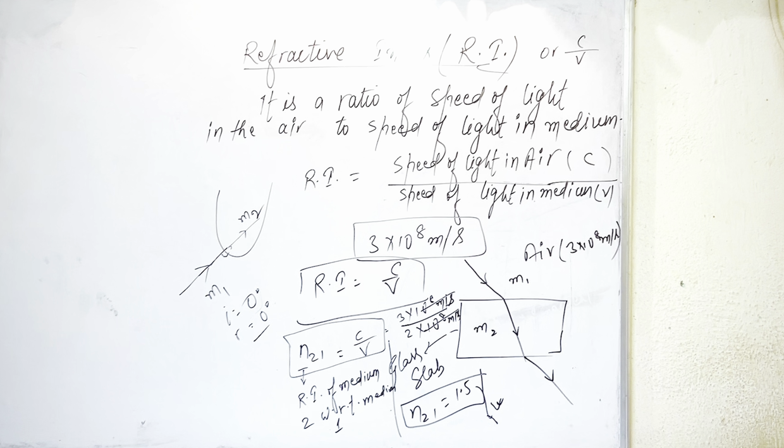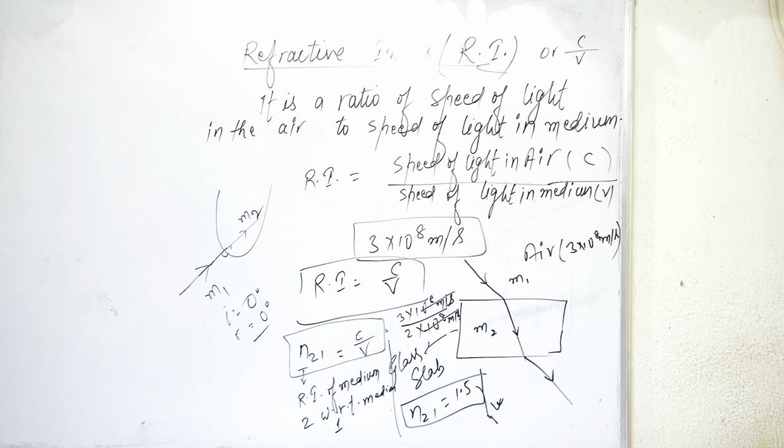Refractive index of medium 2 with respect to 1. You have to just use the formula. The speed of light in air is given as 3 into 10 to the power 8 meter per second. And what about the speed of light in the glass? It is always less than this one, so it might be equal to 2 into 10 to the power 8 meter per second. I am not confirmed. Is it clear?